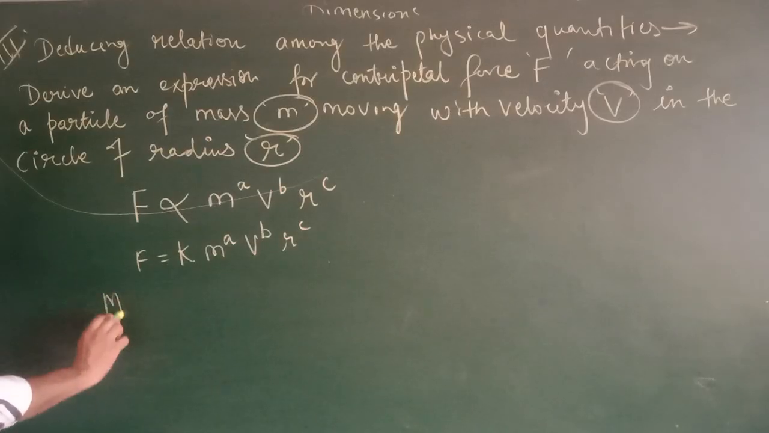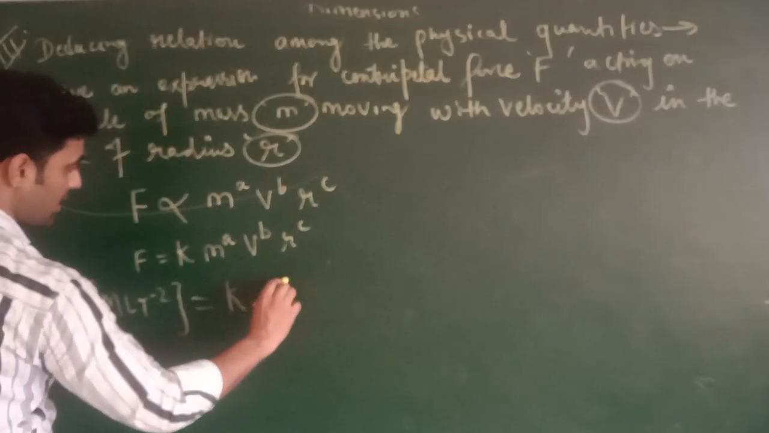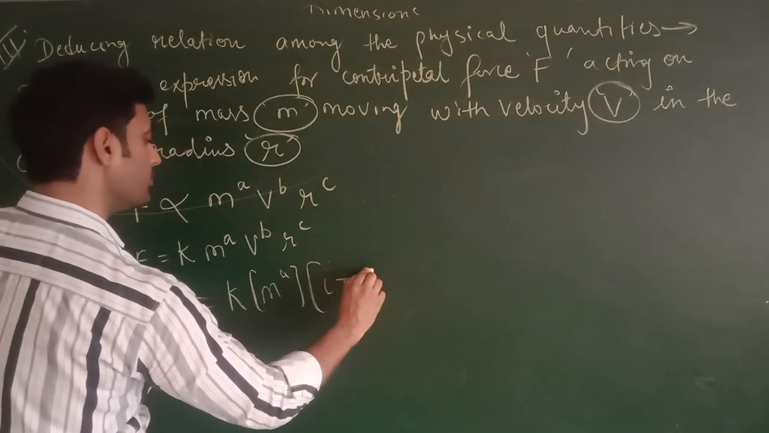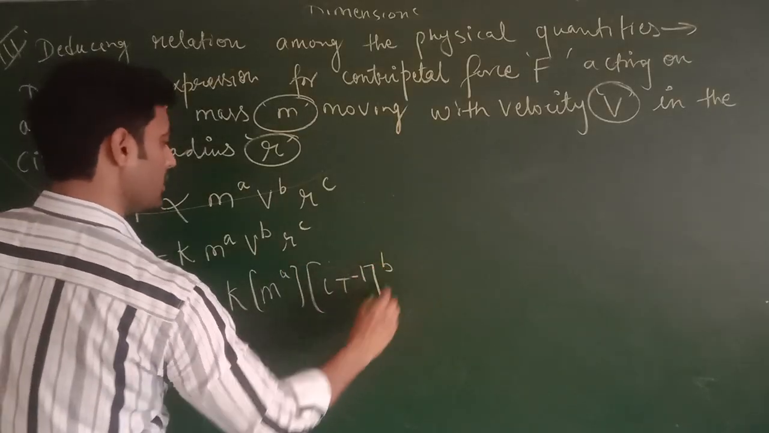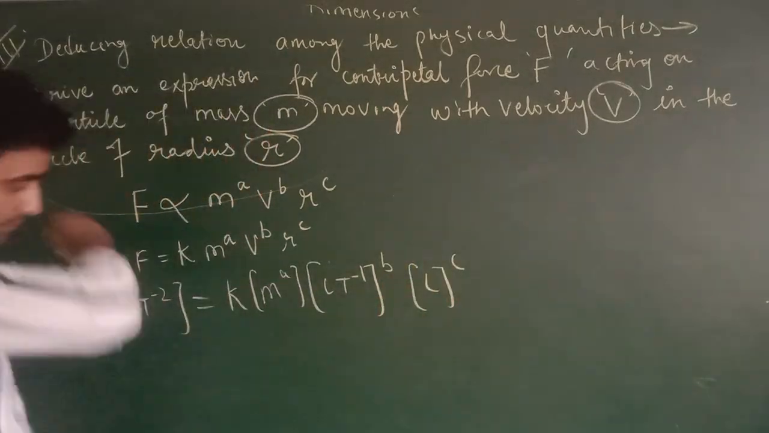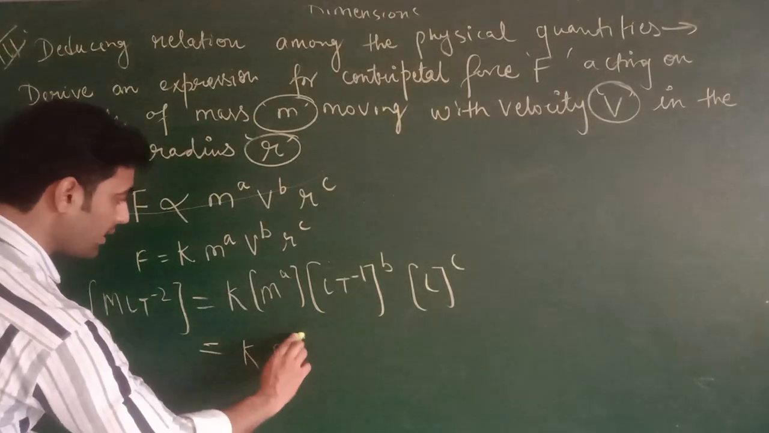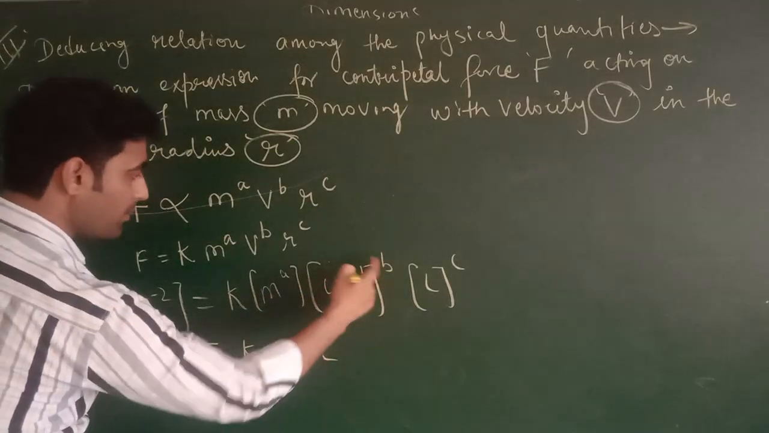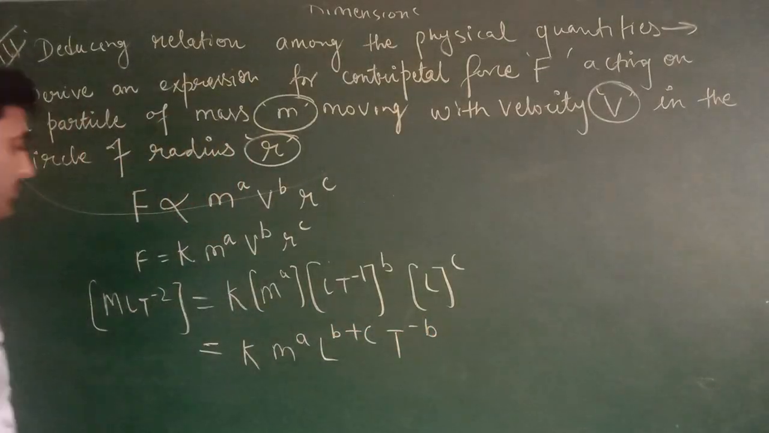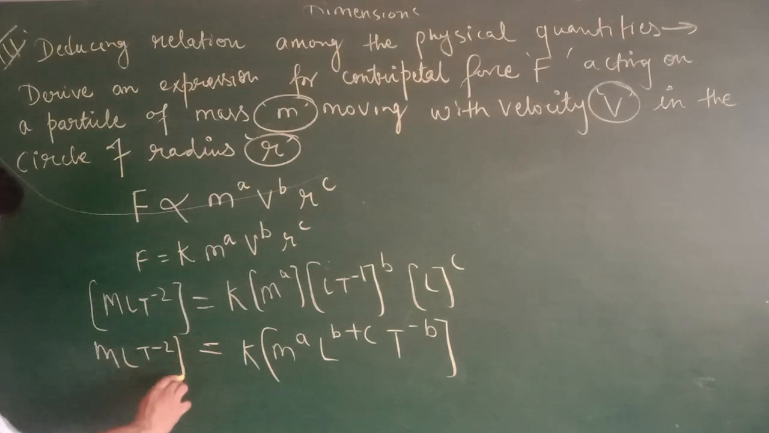Write the dimensional formula of centripetal force. That is a type of force, so the dimensional formula is MLT minus 2. So K for mass, M power a. For velocity, LT minus 1, into radius. Radius is a type of length, so L power c. So this can be written as M power a, L power b and L power c, so L power b plus c and T power minus b. Here I have MLT minus 2.